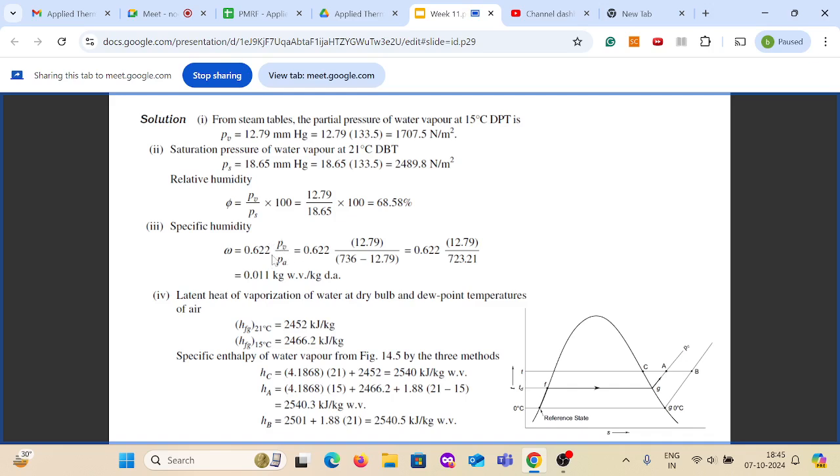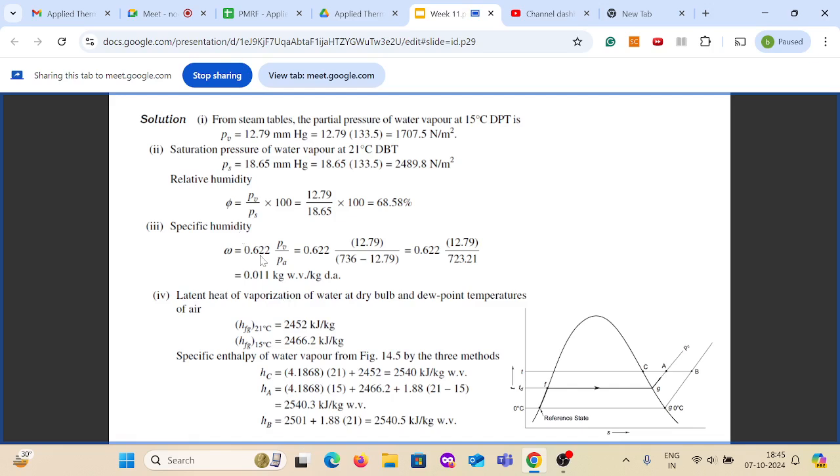Now the specific humidity is again omega equals 0.622 into the vapor pressure divided by the partial pressure of dry air. Your partial pressure of dry air can be expressed as the total pressure minus the vapor pressure. Substituting the values, you will get 0.011 kg of water vapor per kg of dry air. So that is your specific humidity.